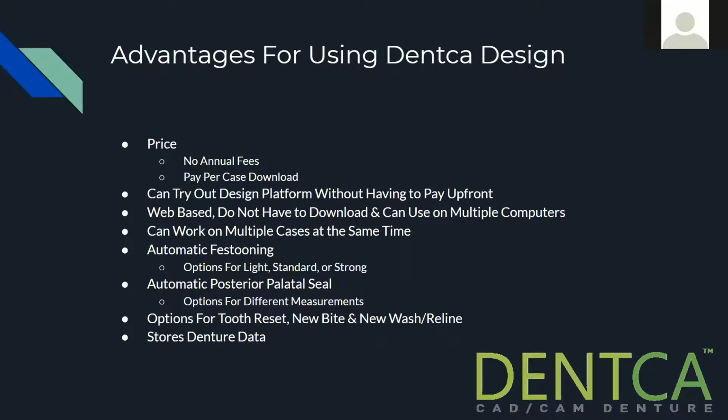Another main one would be the automatic festooning, which gives you options for standard, light, or strong festooning, and you don't have to draw it in by hand for each area. Then the automatic posterior palatal seal gives you different options for measurements. Then also the options for adjustments, such as tooth reset, a new bite, or a new wash, which can serve as a reline for immediate cases. Then also how it stores the denture data. This way, if sometime down the road you need to reprint the denture or need any refinements, you have it in their system, and all you have to do is re-download it and reprint it.